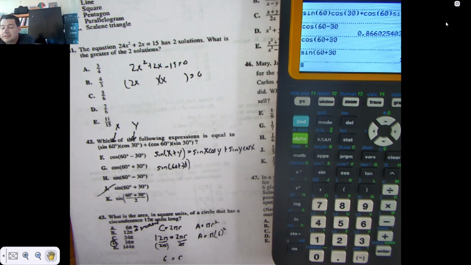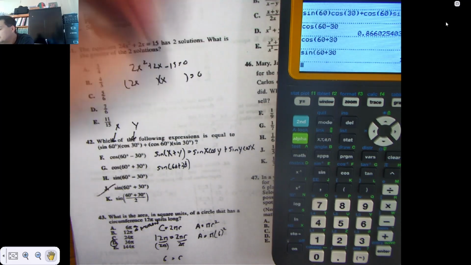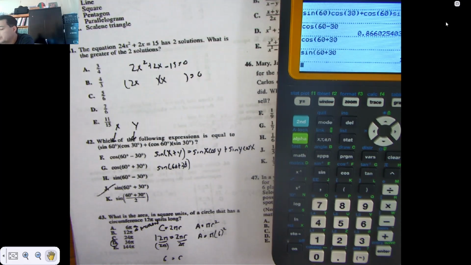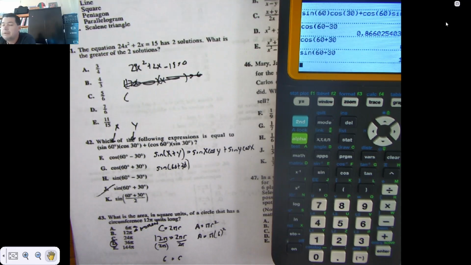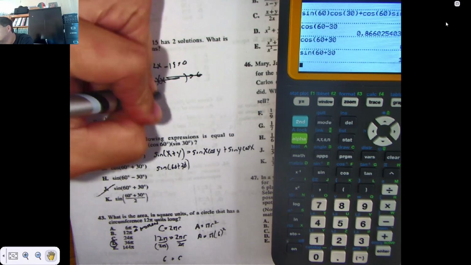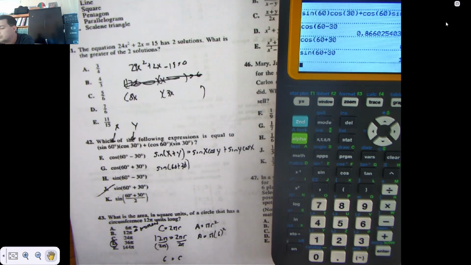Anyways, factors of 15 are going to be 3 and 5. I'm just thinking about the order here. Oh, that was 24x squared, wasn't it? I needed 12x. How do I want to make a 24x squared? Well, I'm going to guess and check. What I want is 5 and 3, and I'll probably miss this the first time.